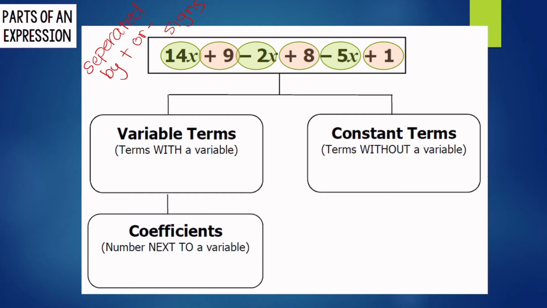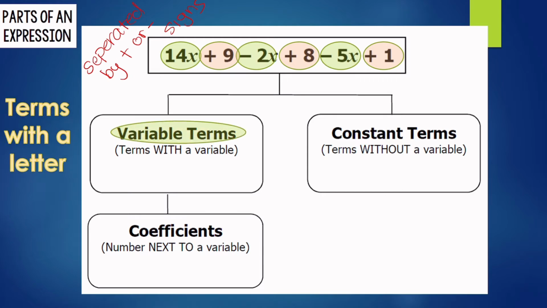So there's different terminology within that. We have a variable term. That's basically terms with a letter, terms with a variable, something we don't know. Remember, a variable is what we don't know. So in this one, we have 14x, negative 2x. You have to know that the sign in front goes with the term behind it. So if you don't say negative 2x and negative 5x, you're wrong, okay?